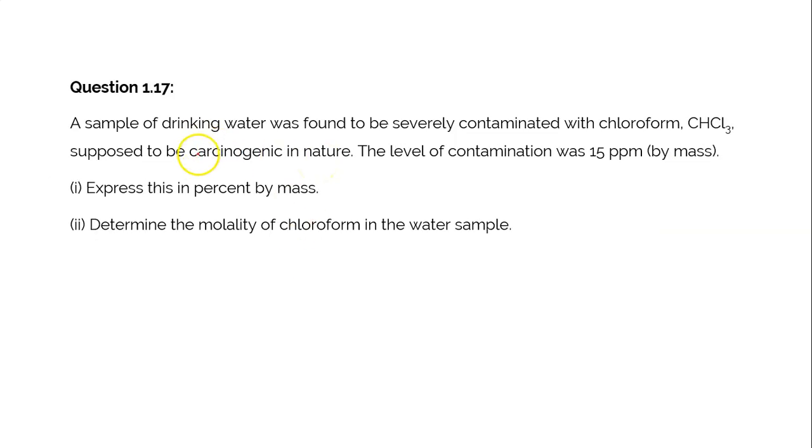Now quickly moving on to the next question, 1.17. A sample of drinking water was found to be severely contaminated with chloroform, which is CHCl3, and this is supposed to be carcinogenic by nature. The level of contamination was around 15 parts per million, which is ppm by mass. So now if this is the description of the question, you got to express this 15 ppm value in terms of mass percent or percent by mass.